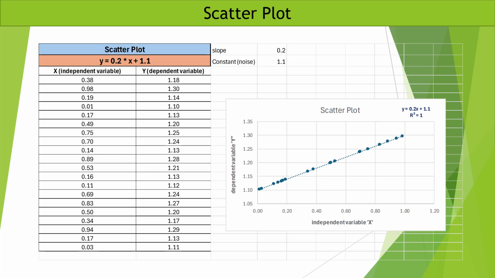So if value x is 0.38, you need to put it into y is equal to 0.2 into 0.38 plus 1.1, which will give you 1.18. In the second row, the x value is 0.98 and you have to calculate the value y, and the value of y is calculated as 0.2 into 0.98 plus 1.1, which will give you 1.30, and so on and so forth.